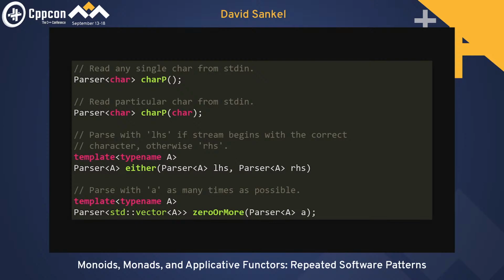And then finally, we have zeroOrMore. This is a primitive here that says it will read zero or more values of type A. So it takes in a Parser<A> and returns a parser of a vector of A's by just reading as many A's as possible.